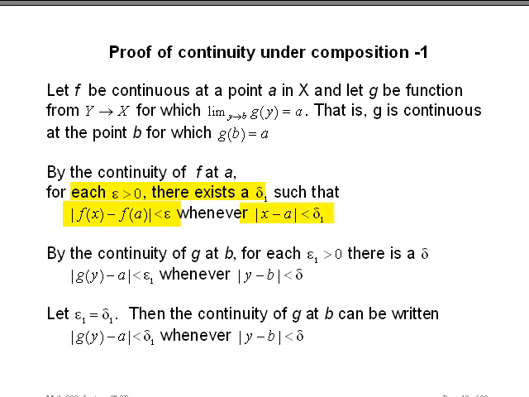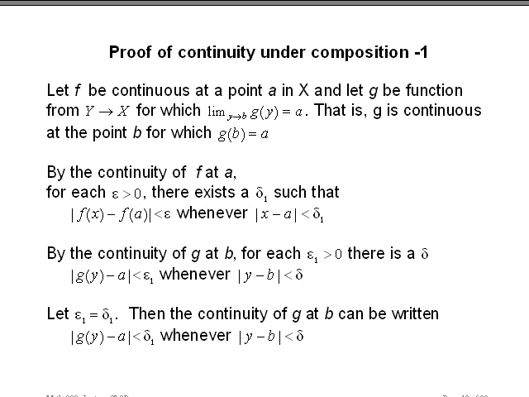I'm going to make a similar statement for g. By the continuity of g at b, for every epsilon, but I'm going to call this epsilon 1, there would be a delta such that g of y minus a is less than epsilon 1 whenever y minus b is less than delta. Okay, and I'll show you the setup, and this is the most important thing to get out of this. When I'm looking at continuity, I want to end up with my epsilon and deltas.